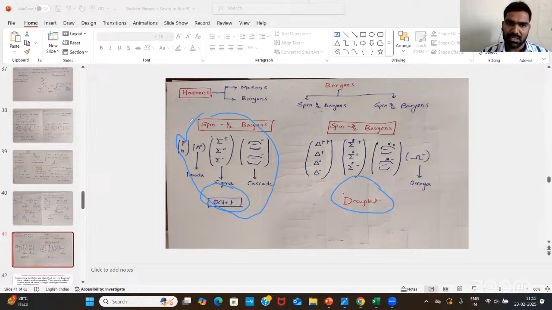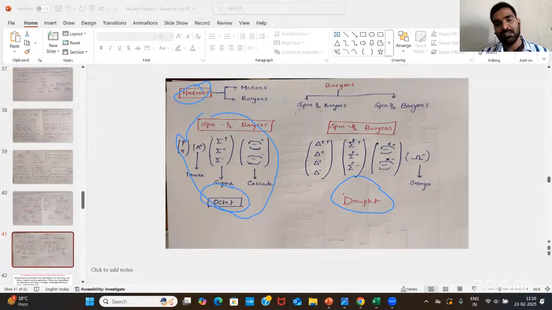If you summarize again, what are elementary particles? Elementary particles are leptons and quarks actually. A group of quarks are called hadrons. So leptons and hadrons. Leptons are the electron and its neutrino, the muon and its neutrino, the tau and its neutrino. Hadrons are again subdivided as mesons and baryons. Mesons are the pi group, K group, and eta group. The baryons are again subdivided as spin half baryons and spin 3 by 2 baryons.